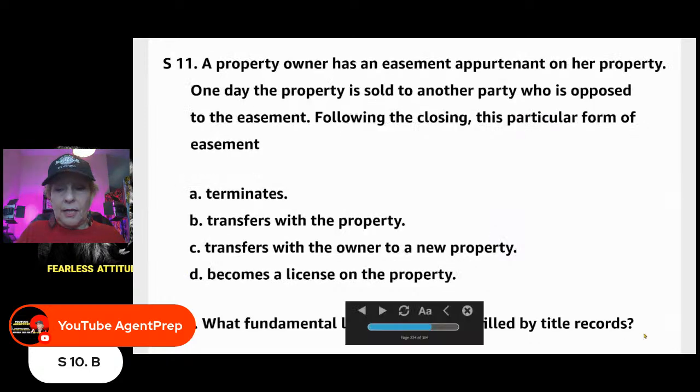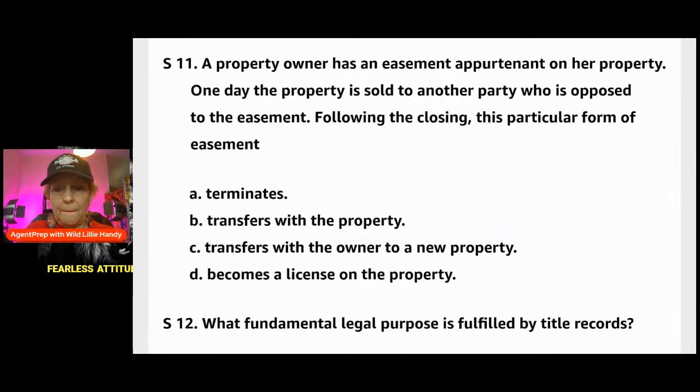Number 11. A property owner has an easement appurtenant. Easement appurtenant: vocabularies. And the other one also was vocabularies: trustor, trustee, lien, title, lien theory, title theory. So all of those are vocabularies. If you're missing those questions, time to go back and memorize those vocabulary words.